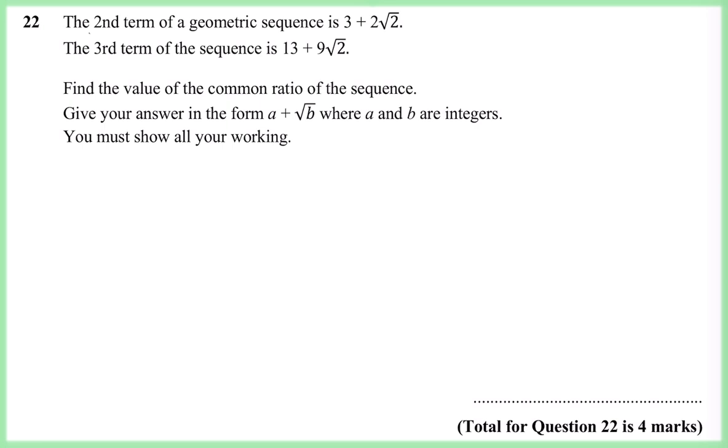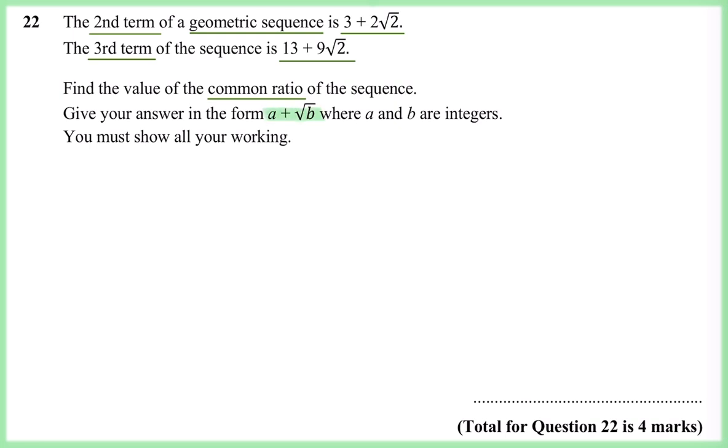So the second term of a geometric sequence is 3 plus 2 root 2. The third term of the sequence is 13 plus 9 root 2. Find the value of the common ratio of the sequence. And our final answer should be in this form.